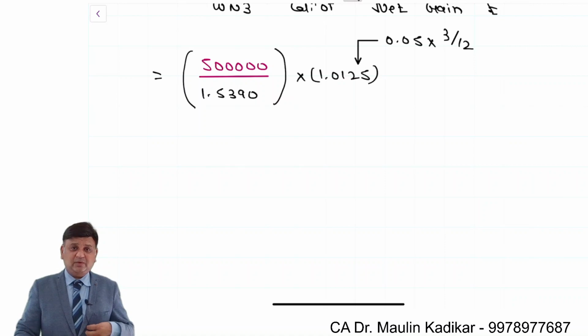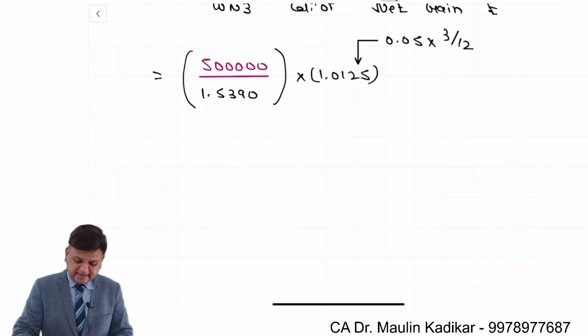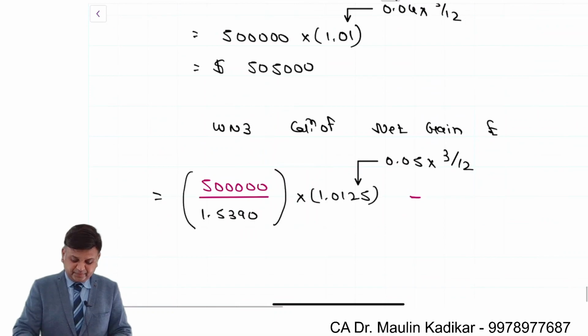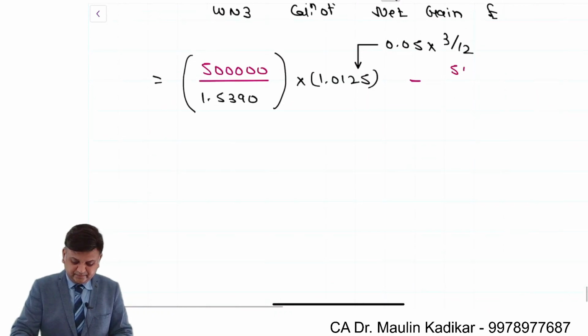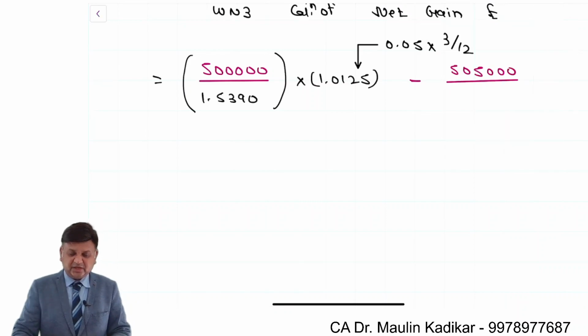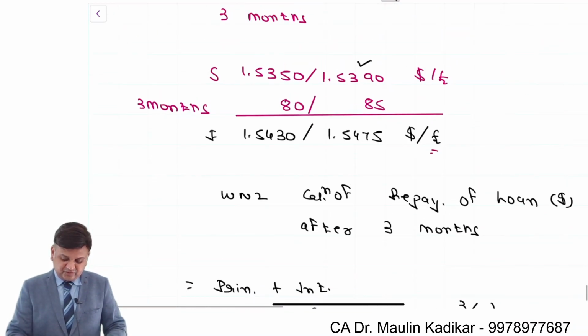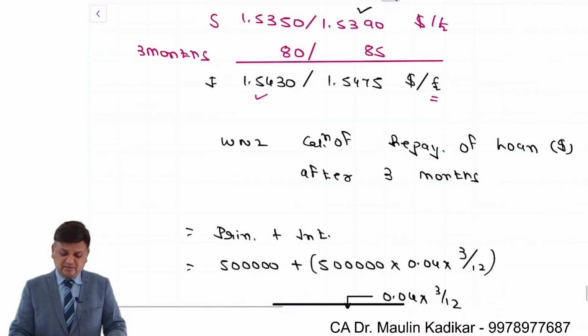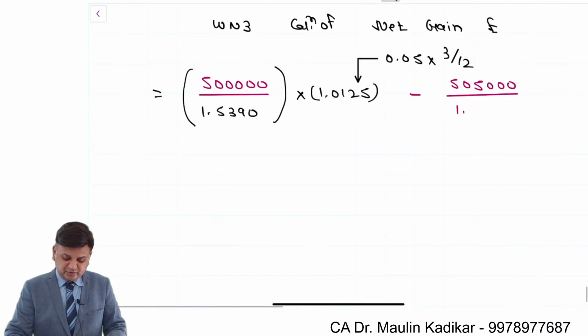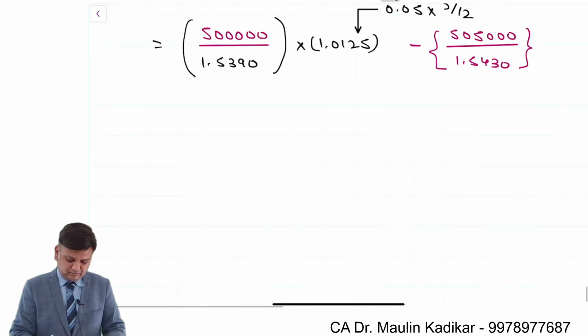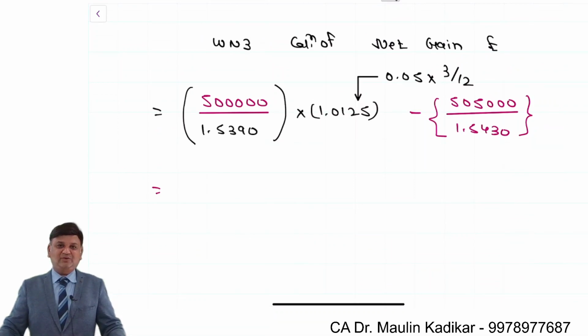So this is the maturity amount of deposit minus repayment of the loan. It is $5,05,000 and sell of pound and purchase of dollar for repayment. So with sell of pound and purchase of dollar, you will get a lower amount of dollar. So 1.5430. This is the way we are required to make the calculation of the answer.